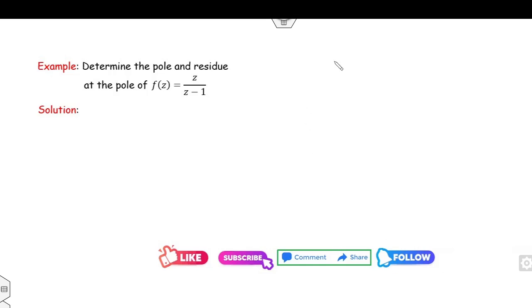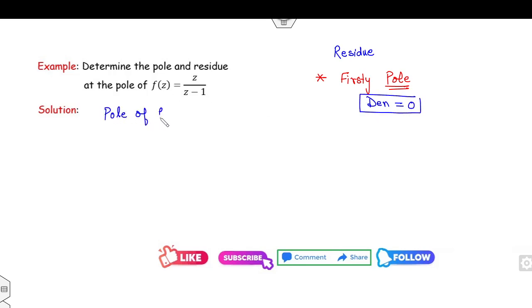Look at that. Always remember, whenever your target is to find the residue, firstly find the value of the pole. How can you find the pole? You can substitute the denominator value to be 0. So can you find the pole of this function? The pole of f(z): I can substitute the denominator as 0. That means z is equal to 1, which has multiplicity 1. So therefore z equal to 1 is a simple pole.